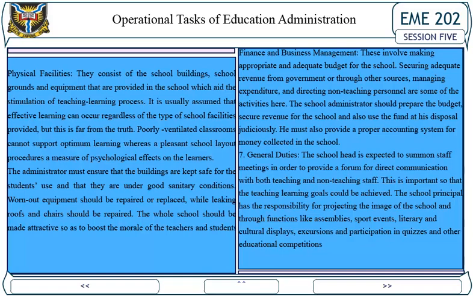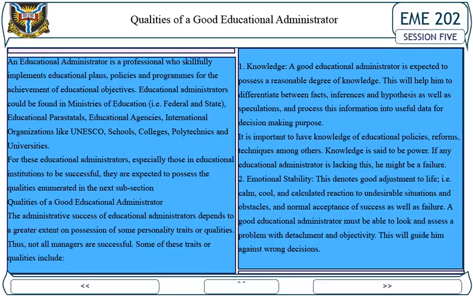7. General duties. The school head is expected to summon staff meetings in order to provide a forum for direct communication with both teaching and non-teaching staff. This is important so that the teaching-learning goals could be achieved. The school principal has the responsibility of protecting the image of the school through functions like assemblies, sport events, literary and cultural displays, excursions, and participation in quizzes and other educational competitions.